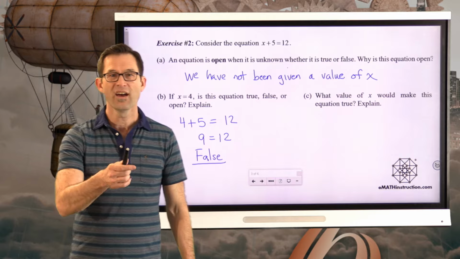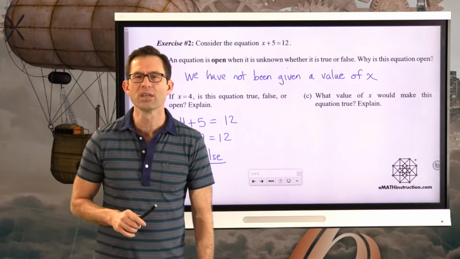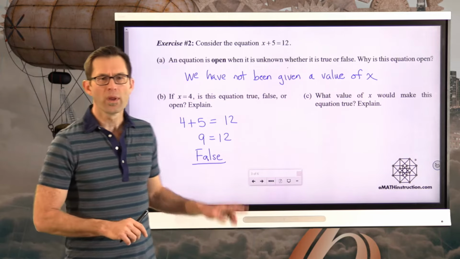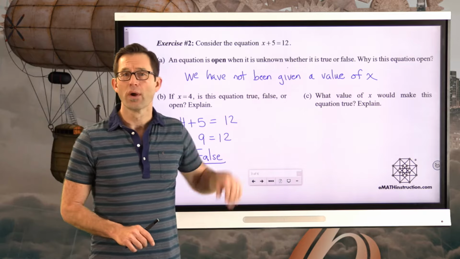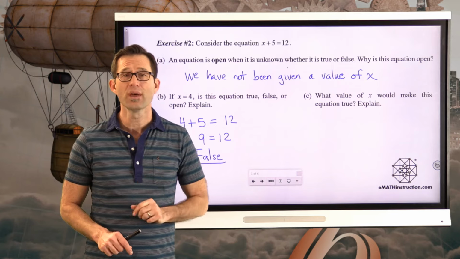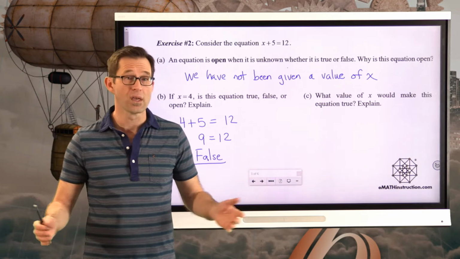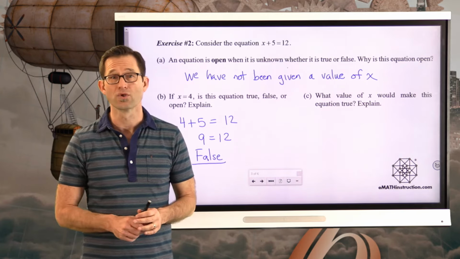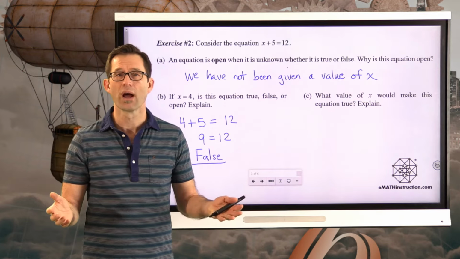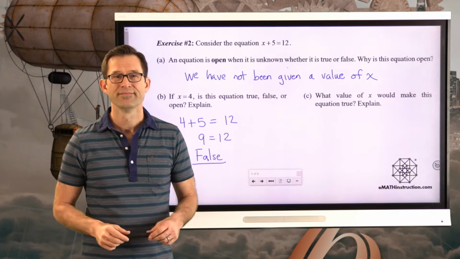Okay, now let's think about letter C a little bit. What value of x would make this equation true? Explain. All right, so we know x equals 4 is making this equation false because 9 doesn't equal 12. So the question then in C is, what value of x, if any, would make this equation true? See if you can just think about the equation and figure out the answer for x.